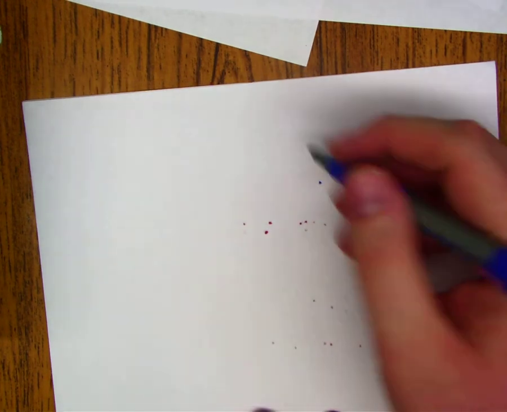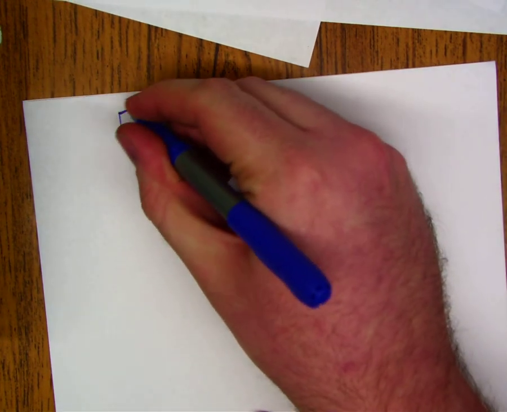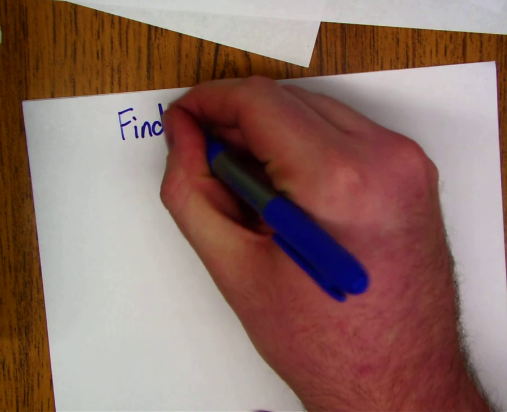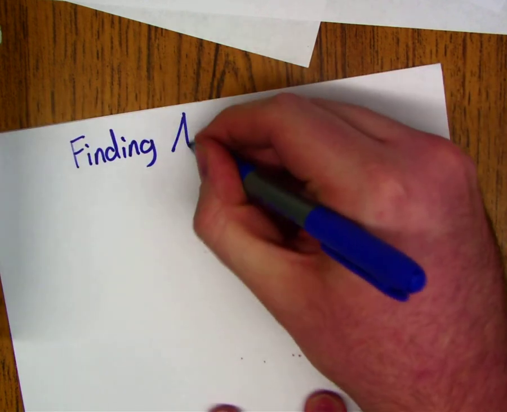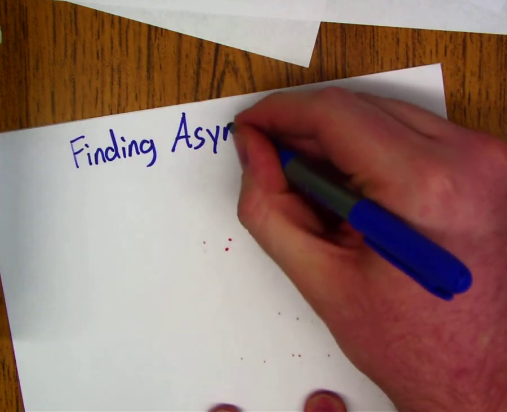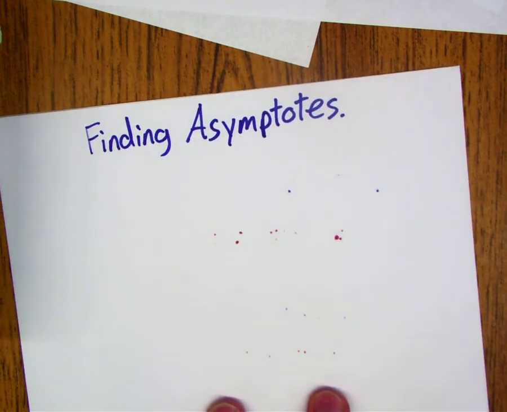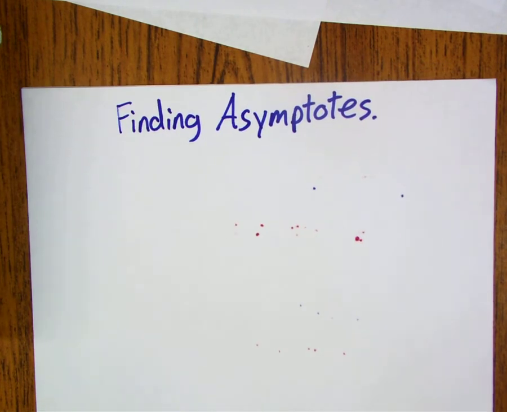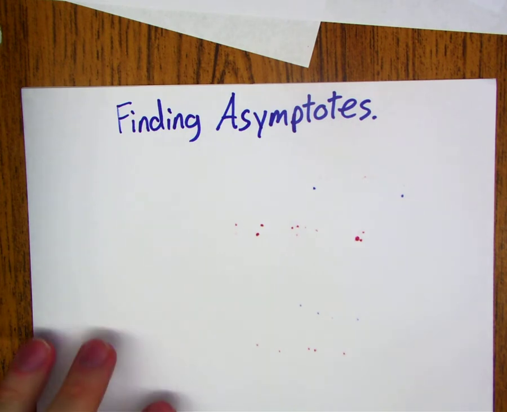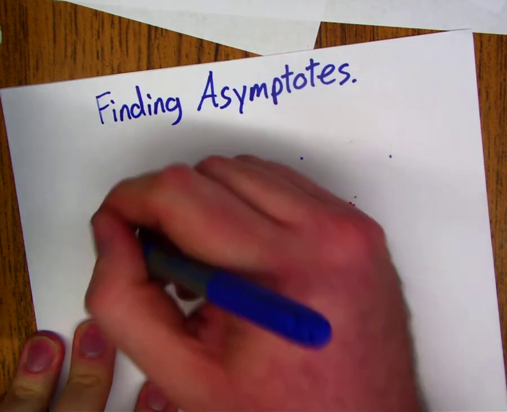Anyhow, today we're going to be doing a little bit of finding asymptotes. We are going to find them, we're going to identify them, and we're going to use them. So, first off, let's take an example.